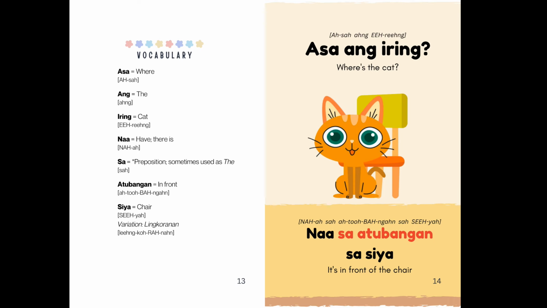Vocabulary list. Asa means where. Ang means the. Iring means cat. Naa means have or there is. Sa is a preposition, sometimes used as the. Atubangan, in front. Siya means chair. Variation, lingkuranan.